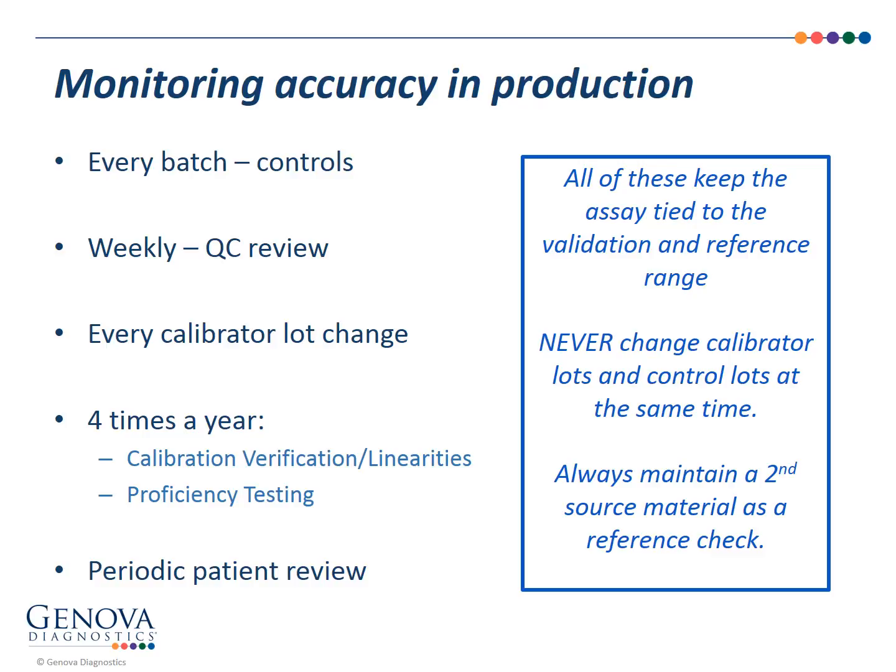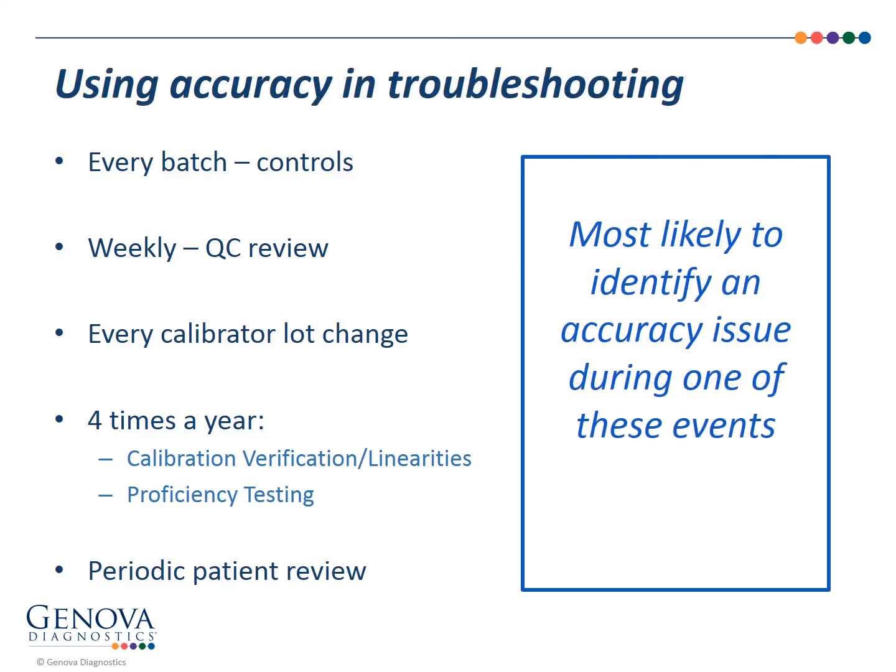The exceptions to this are some of our manufactured FDA kits. Sometimes the kit manufacturer will change lots of calibrators and controls at the same time, but that's why we maintain very rigorous lot-to-lot testing to confirm that all the new calibrators and controls are exactly where the old ones were. And this is also why we maintain a second source material as a reference check, so that if something shifts, we have that third party, that second source, to go back to and know how to get the assay back to where it was. When we're looking at troubleshooting, we're most likely to identify an accuracy issue during one of these events in production.